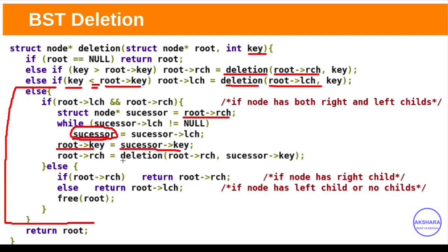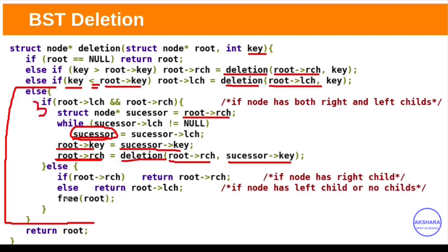To delete the in order successor node, call this delete function on the right subtree of the root with this successor value. If it is the leaf node, it will return null. That null will be assigned to root right child. If it has left child or right child, that left subtree root will be returned. That will be assigned to this root right child. Why we are attaching this successor child to only root right child? Because successor will be in right subtree. This is the case 3.